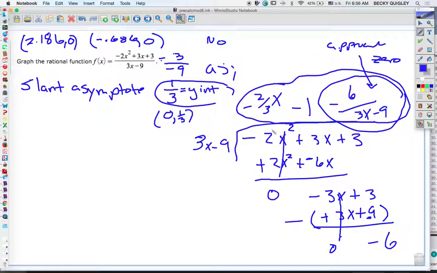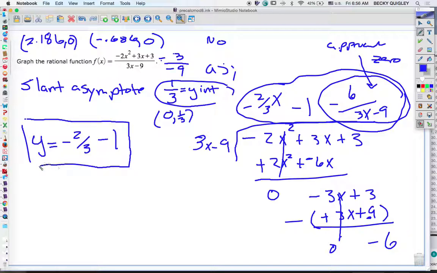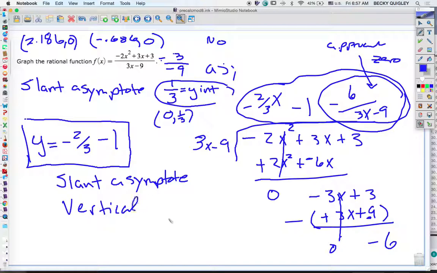So we're just going to ignore this piece because we know that that's going to approach 0. So we're just looking at this piece here. y equals negative 2/3 x minus 1. That equation is going to give you your slant asymptote. We also need our vertical asymptote. I just realized that we did not do that. So our slant asymptote is here.